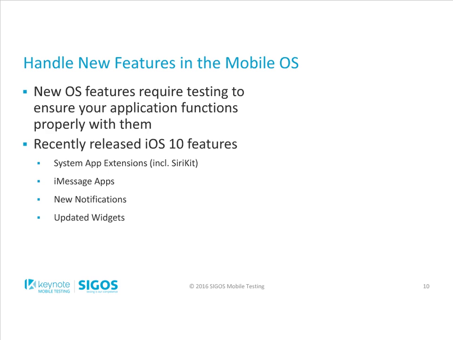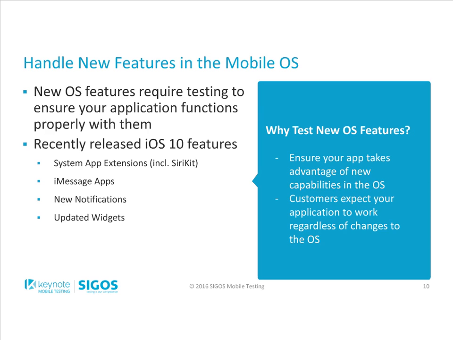New notification styles, updated widgets. All of these things your user will expect your application to take advantage of, and they will expect it to just work on their device. So why test them? Again, ensure your application takes advantage of them, and customers expect it to work regardless of the changes. And again, those changes may be very prominent to the user, like the new iOS 10 features that are listed here, or they could be more behind-the-scenes system changes. But your customers don't care. They want your application to work.